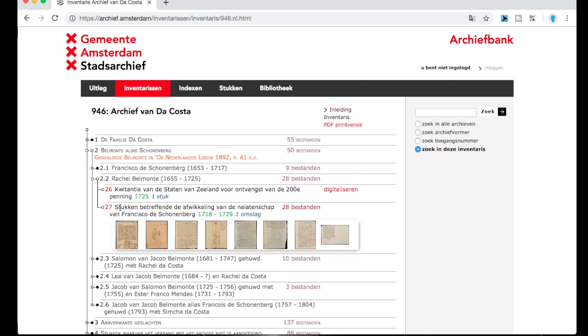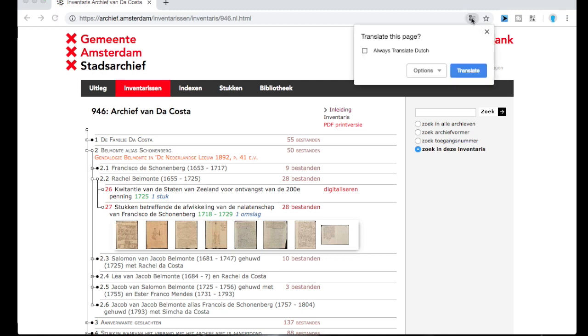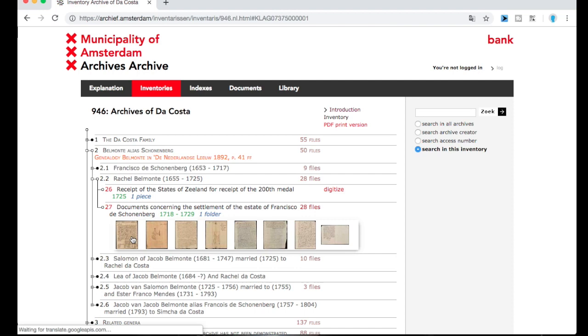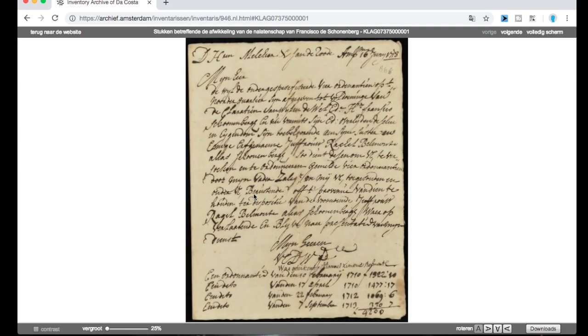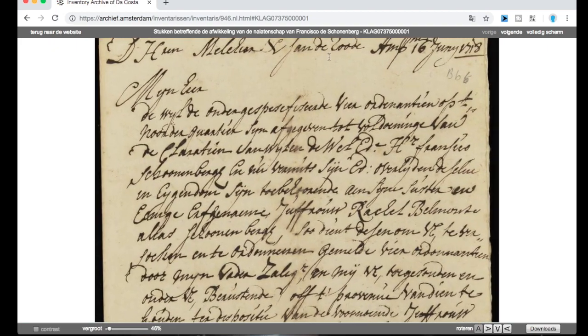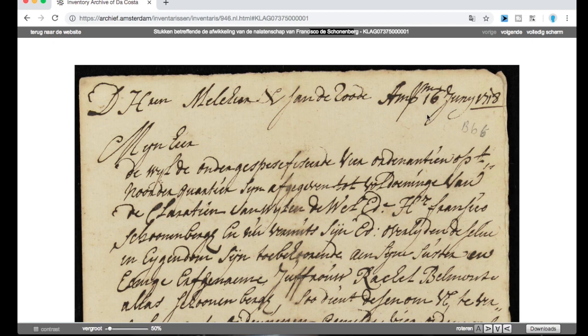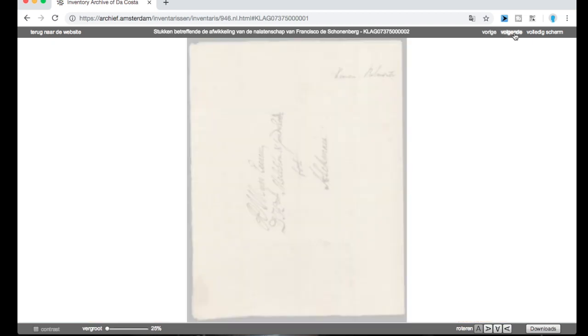So here we have the name. And so once you're in here, you can do the translate. So here, documents concerning the settlement of the estate of Francisco de Schonenberg. So we click this document. And here we have all of this information that's related to the files of Schonenberg, and it's dating to June 16th, 1718.